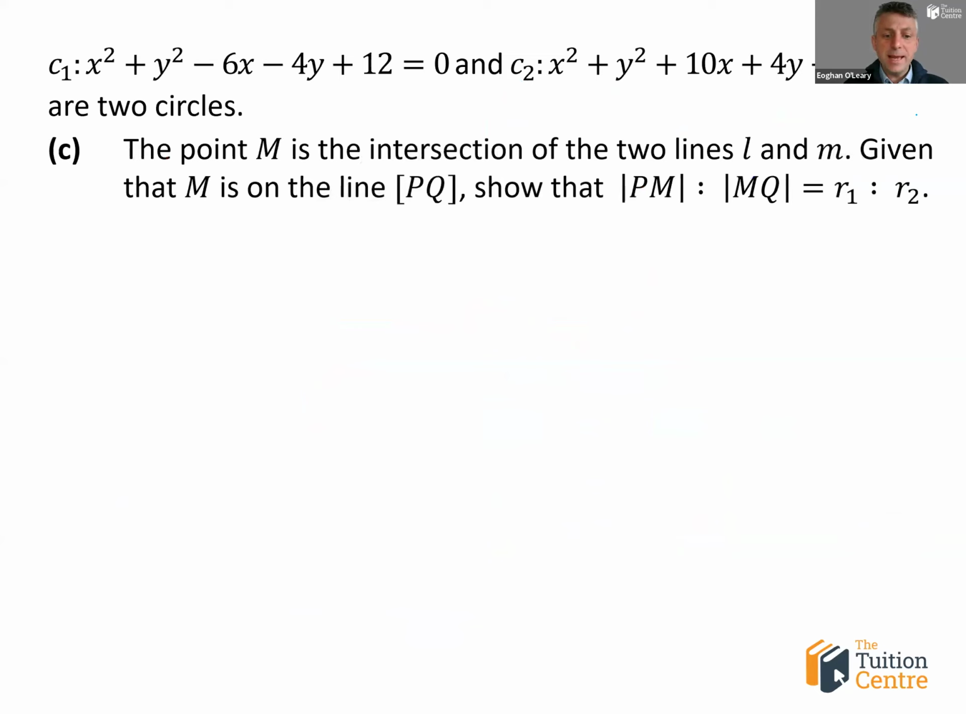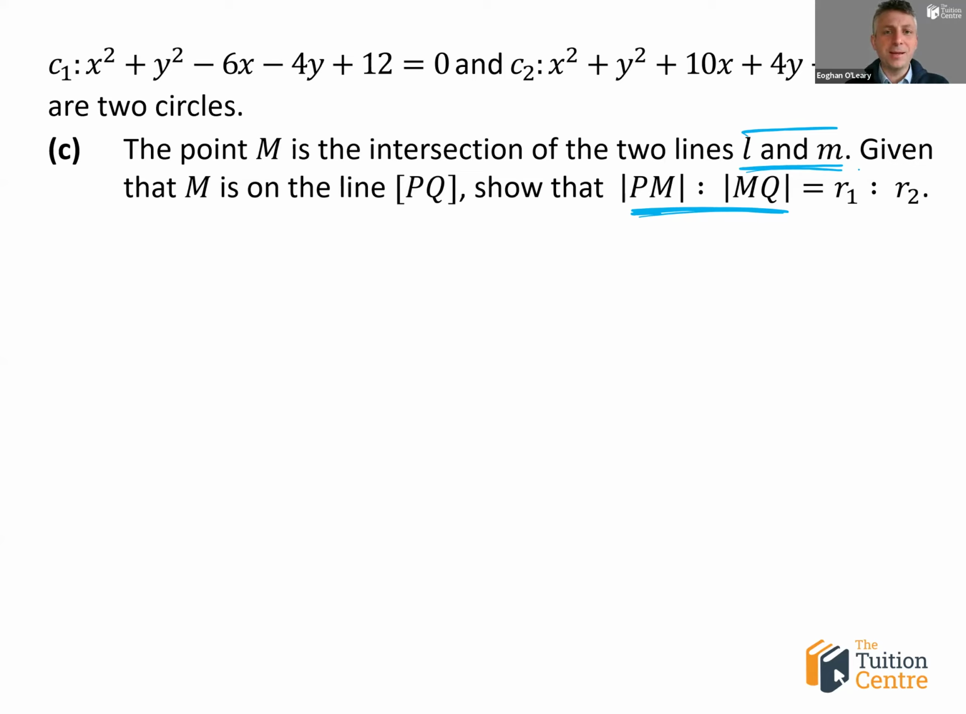It then says the point M is the intersection of these two lines. Okay, the intersection of the two lines that we've just mentioned. Given that M is on the line PQ, where P is the center of C1 and Q is the center of C2, show that the ratio PM, so that distance, is to MQ is the same as the ratio R1 is to R2, so the ratio of the radii. So that is a question some people have to read a few times.